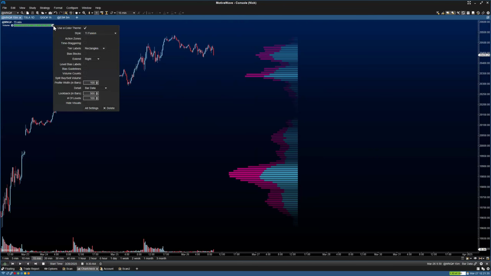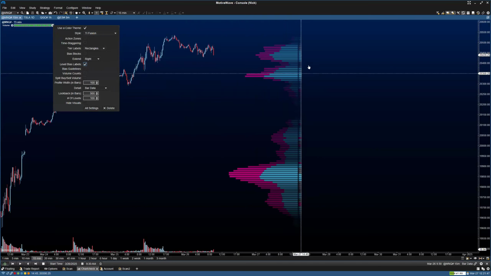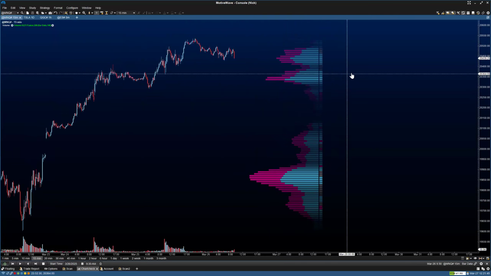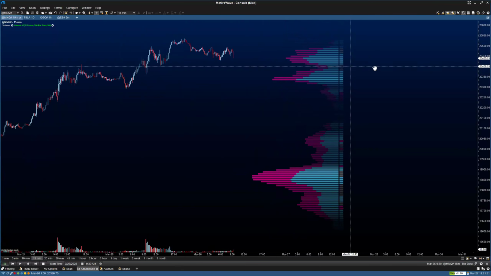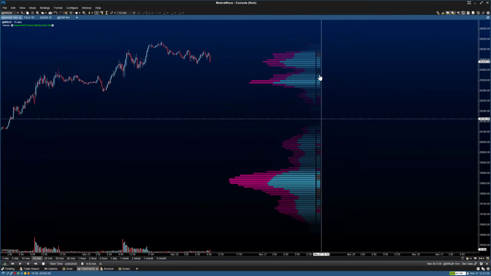So the first thing a trader might want to know that's not in an average volume profile is, well, what is the imbalance at every single level? We've got a nice handy option right here. Level bias labels. Now, if I click this, the indicator is immediately going to show me what is the volume imbalance at each level with these little square labels on the right.